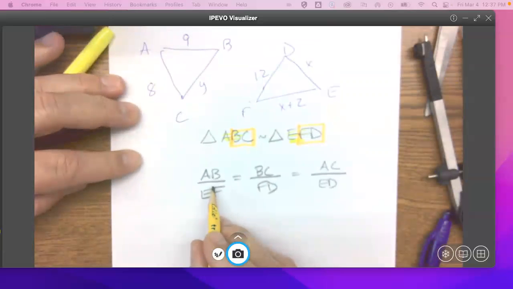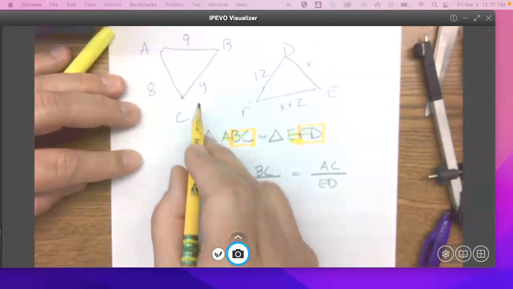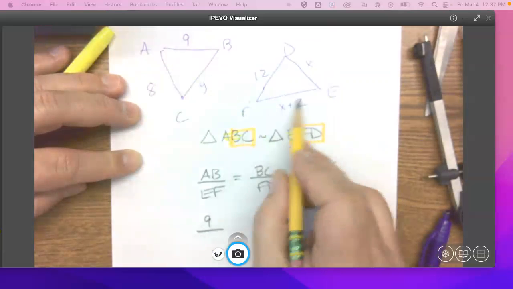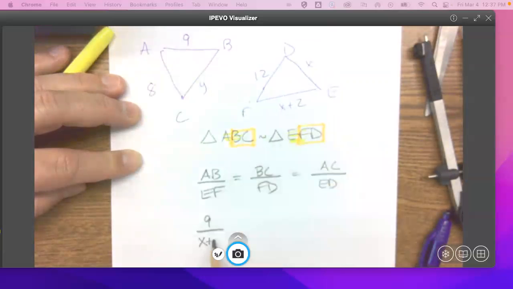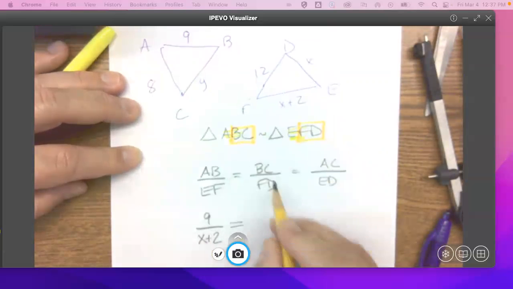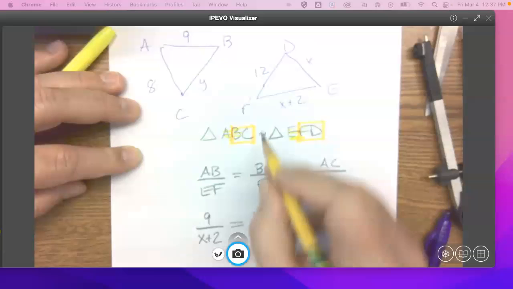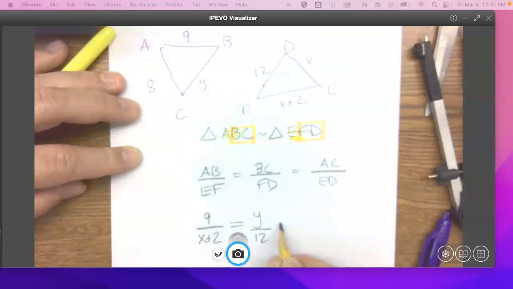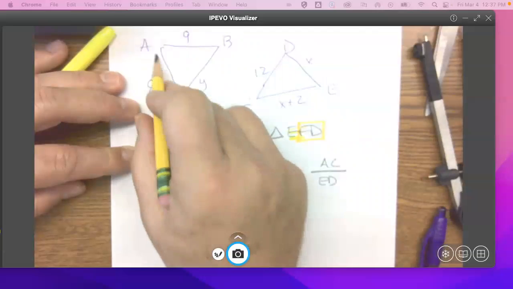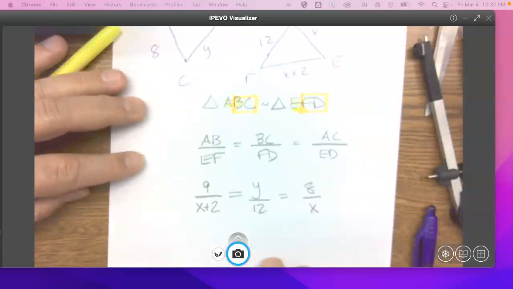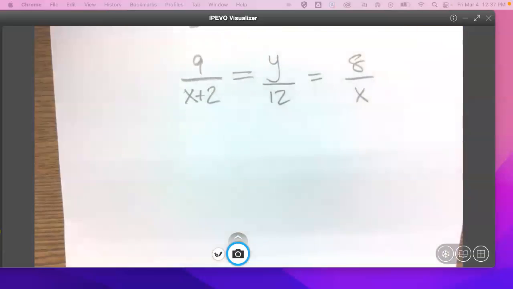Instead of AB, in our current problem, what's the length of AB? 9. So I'm going to replace that with 9. What's EF? Those two are now corresponding sides, and I'm saying that their proportionality is consistent with what I see here. BC is Y, FD is 12, and AC is 8, and ED is X. And again, now all I care about is this.